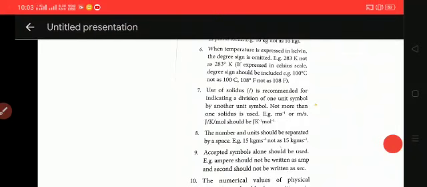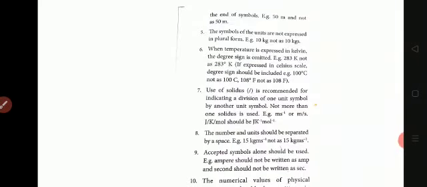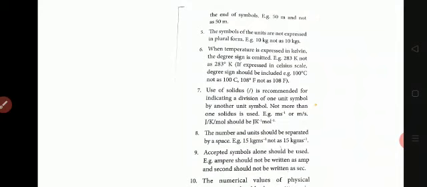The eighth point will be, the number and units should be separated by a space. There should be a space. Ninth point, only accepted symbols should be used and you should not use anything of your own. And the tenth point, the numerical values of physical quantities should be written in scientific form, that is proper prefixes should be used, like 10 power 4, 10 power 5, properly.